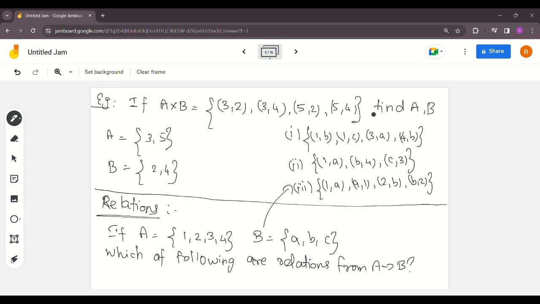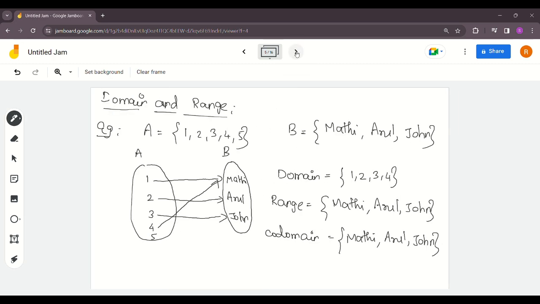Now let us go to the next topic, that is domain and range. So here A is {1, 2, 3, 4, 5} and B is {Madhi, Arul, John}. Here I will explain domain in a very clear way. Domain is nothing but the used part of the left hand side. Please understand this domain is in a relation, not in a function. In a function it has a different meaning.